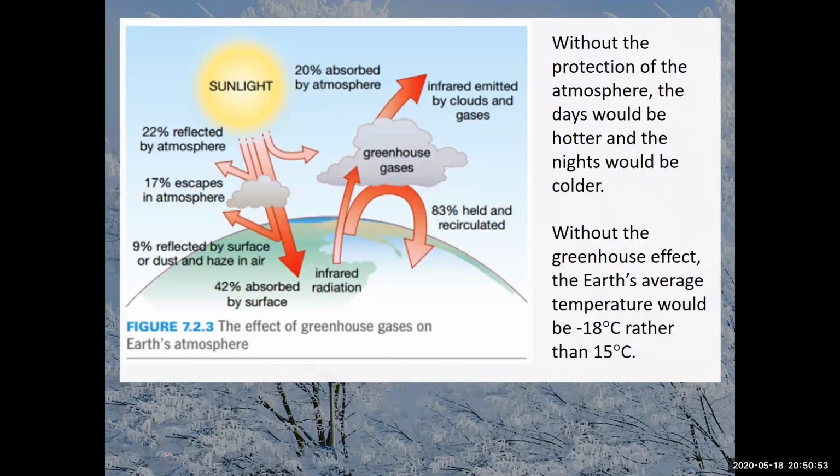Now, without the atmosphere doing this, our days would be way hotter and our nights would be much colder. The Earth's average temperature would be -18 degrees rather than +15 degrees without the greenhouse effect. We hear a lot about the greenhouse effect in the media, and we hear it as a bad thing, but it's not actually a bad thing. It actually makes the Earth habitable, and that's particularly because it stabilizes the temperature on Earth.